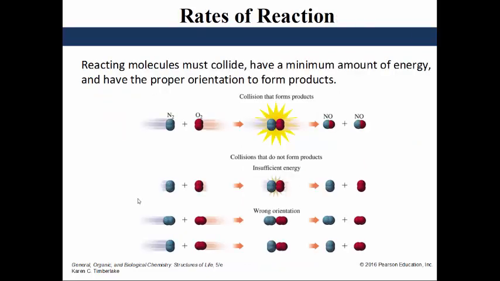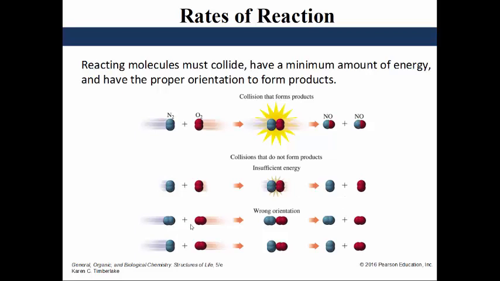Molecules that are reacting to one another must collide, and they must be oriented in the proper way, and also have enough minimum energy present in order for them to react to one another and form a product. That's what these graphics are showing you. So for this example, nitrogen and oxygen must be oriented this way in order to form the product of nitrogen monoxide. If they hit each other and don't have enough energy, then nothing happens. They just bounce off one another.